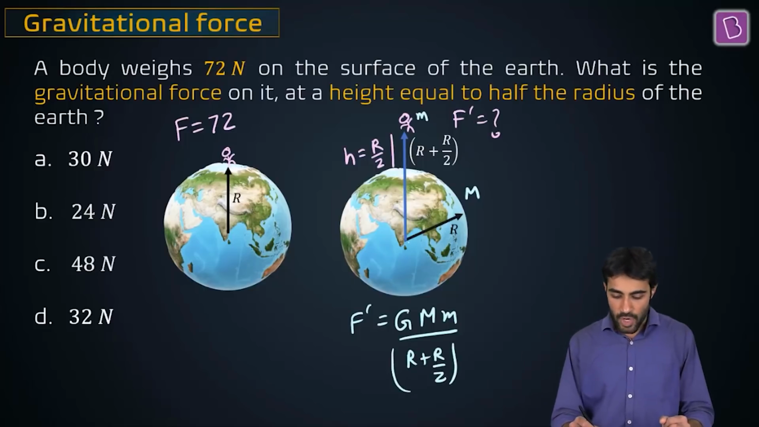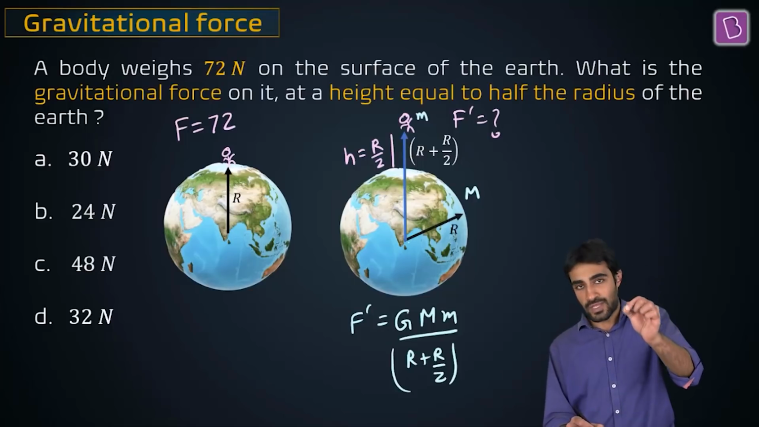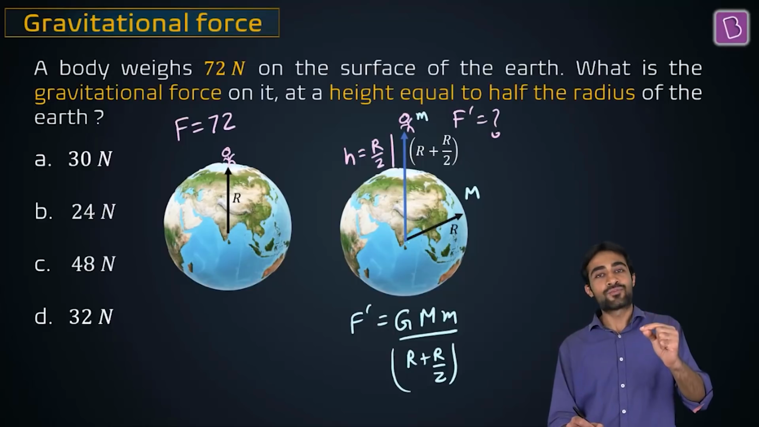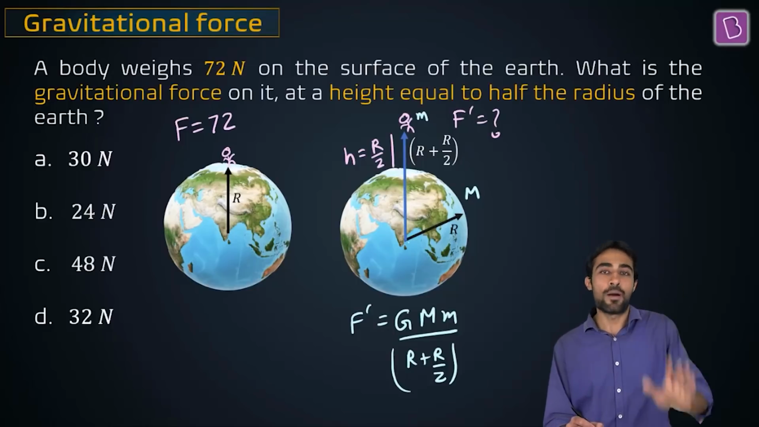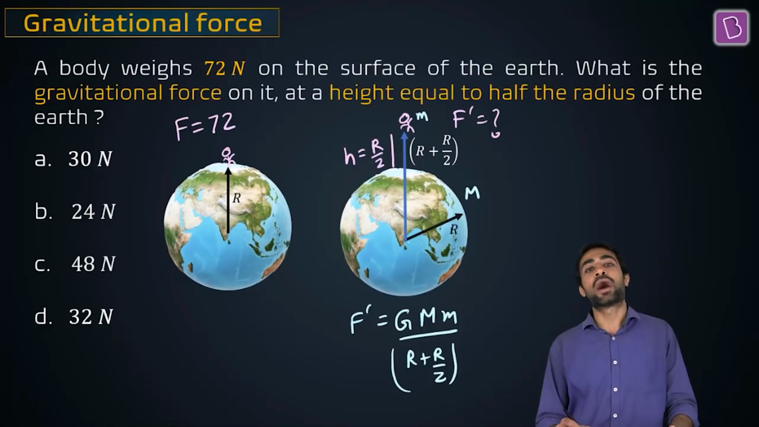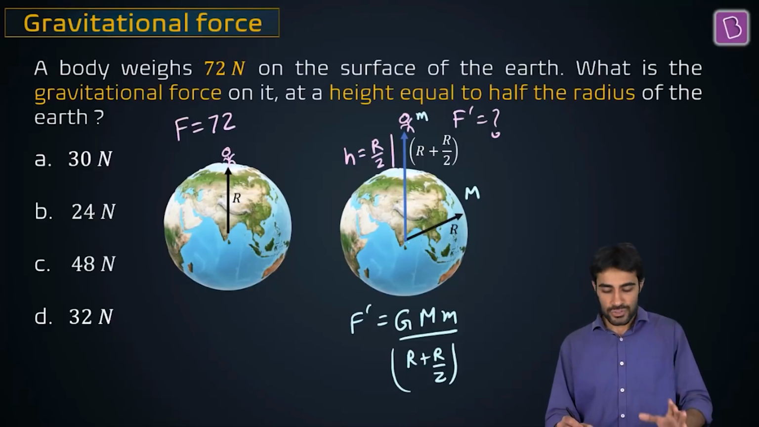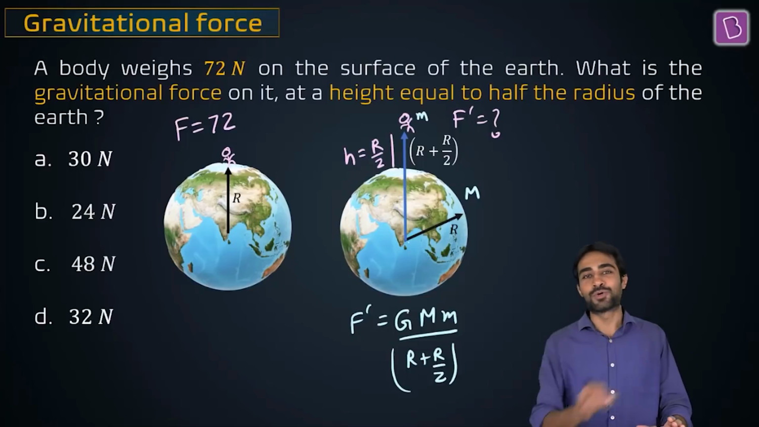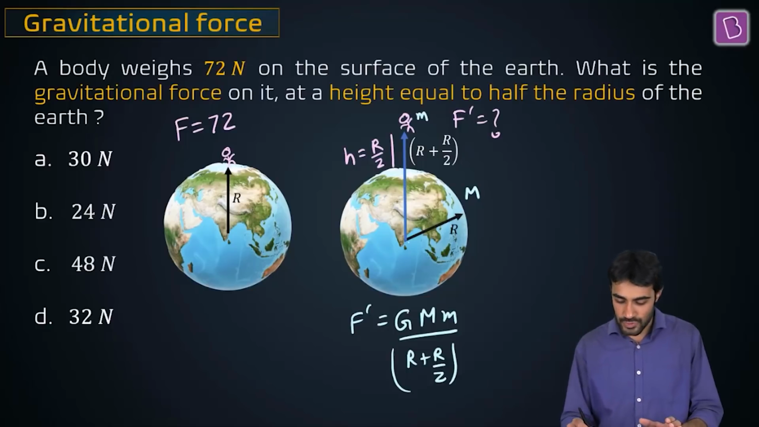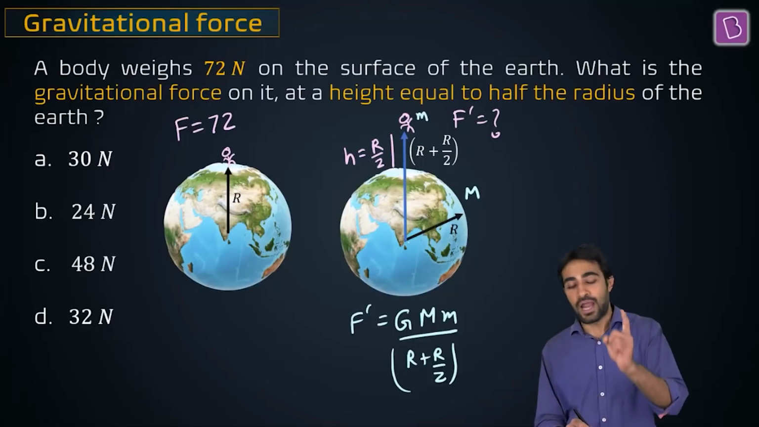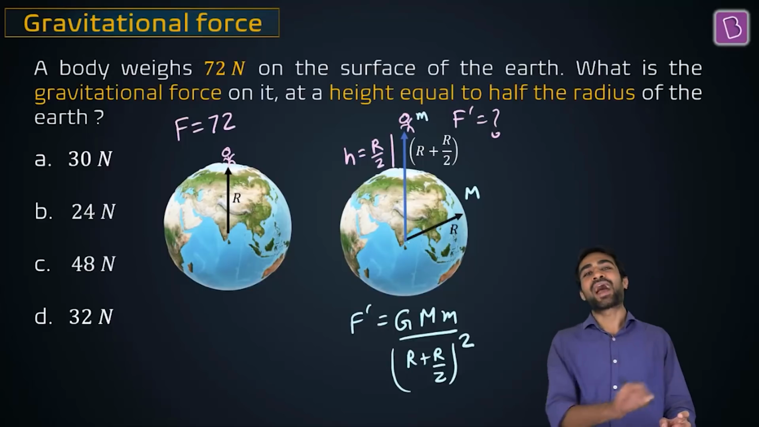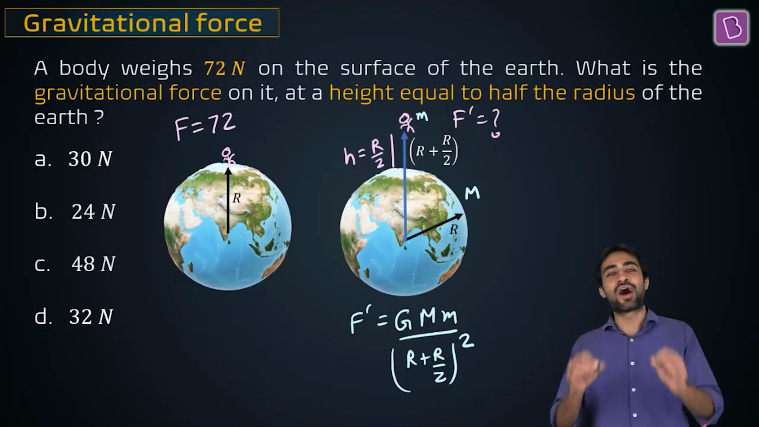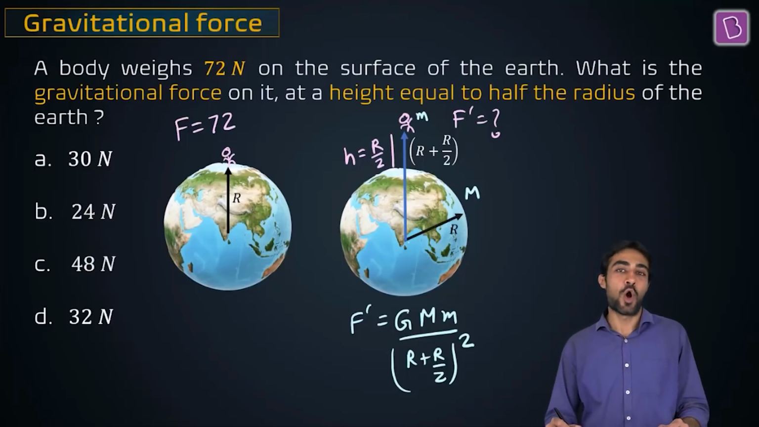So, in order to move from the center to the surface of the earth, we have to move by capital R. And then again, we have to move by some height to reach the object. We again move by R by 2 to reach the object. So the total distance between the center and the object is capital R plus R by 2, isn't it? So in the denominator, we have capital R plus R by 2 whole square. Yes, whole square should be there. So this is our gravitational force between the two objects.